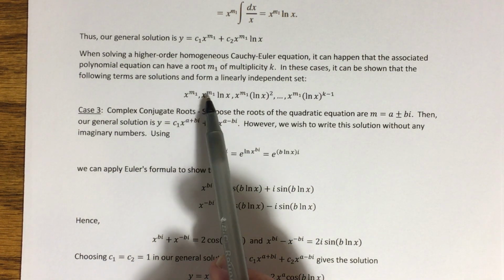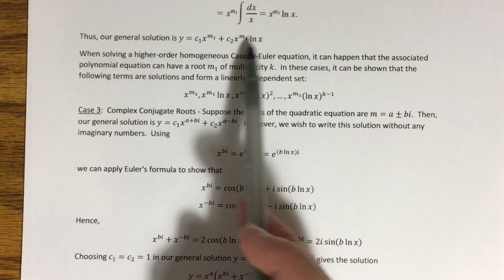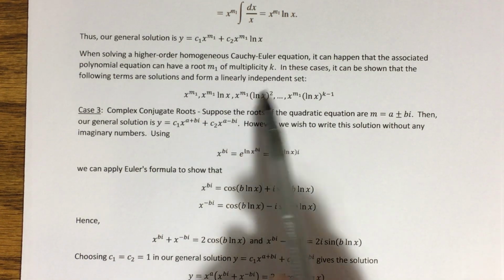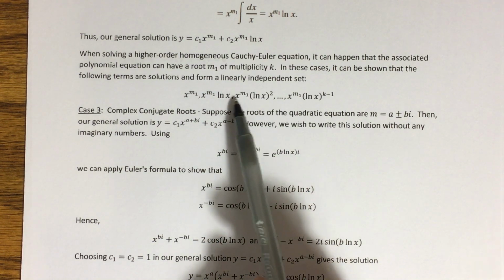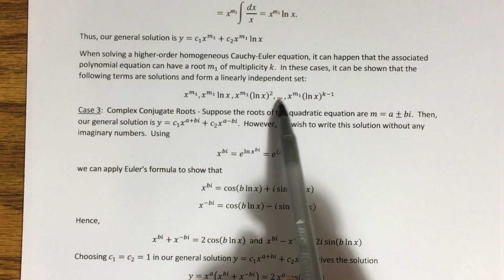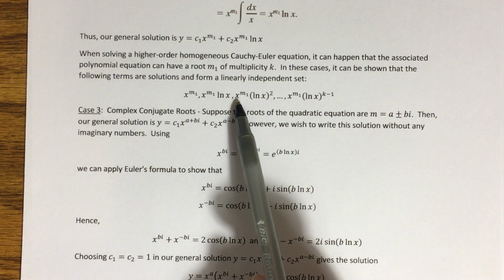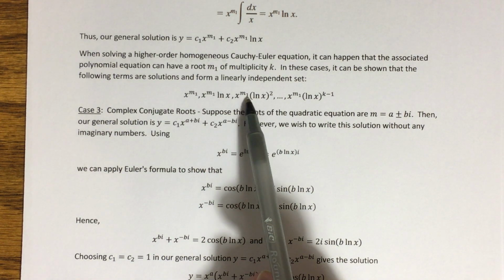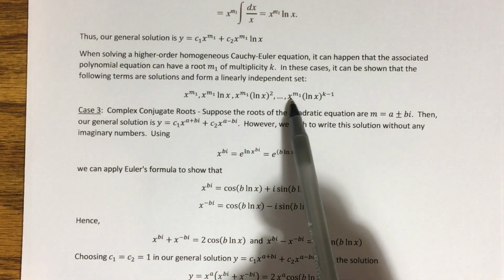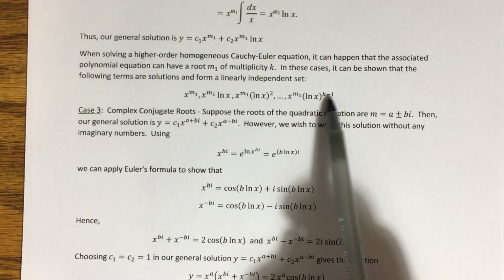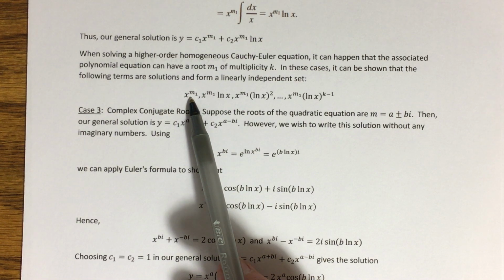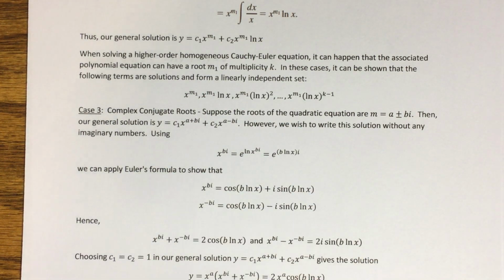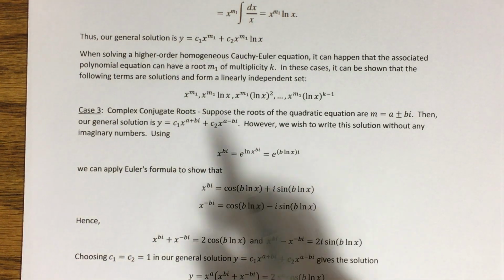Notice x to the m1, x to the m1 ln of x, which is what we got here. And then if we need more terms, we can start raising that natural log of x to powers. Natural log of x squared, natural log of x cubed, all still being multiplied by x to the m1 out here. All the way up until we have x to the m1 natural log of x to the k minus 1 power. That gives us a total of k linearly independent terms, which will help us form that fundamental set of solutions. Okay?